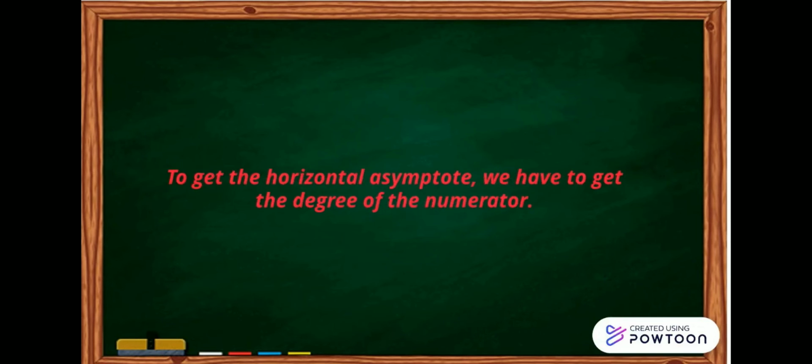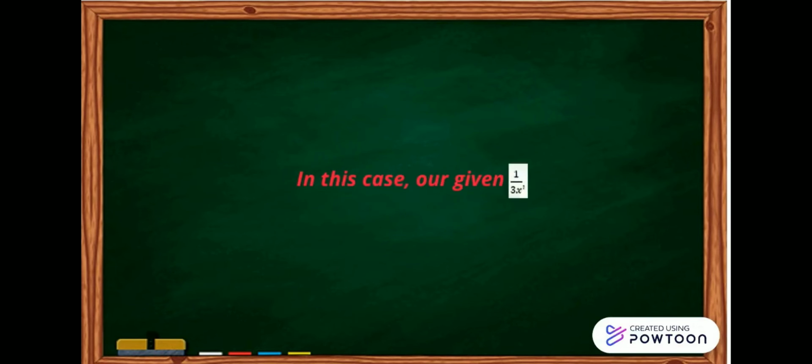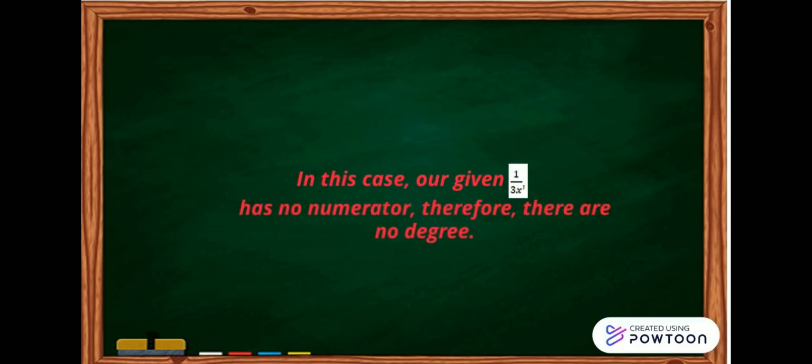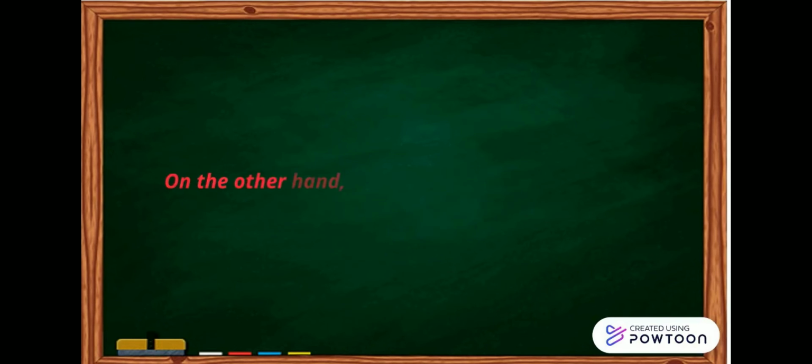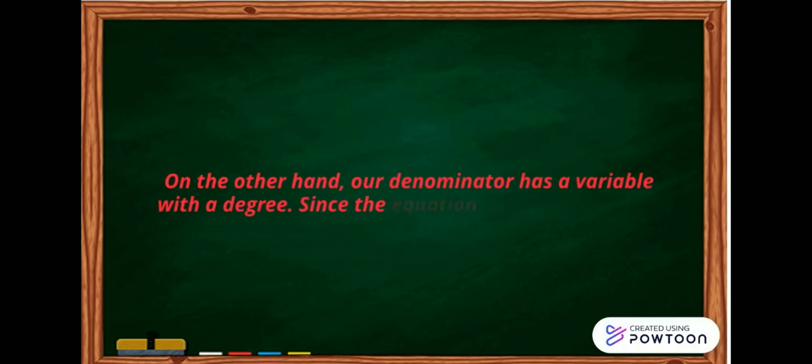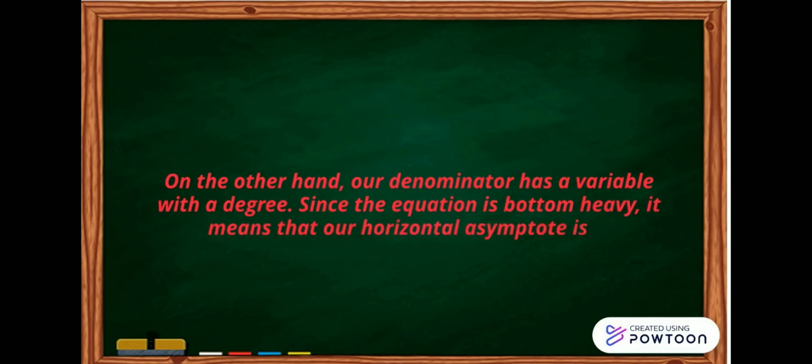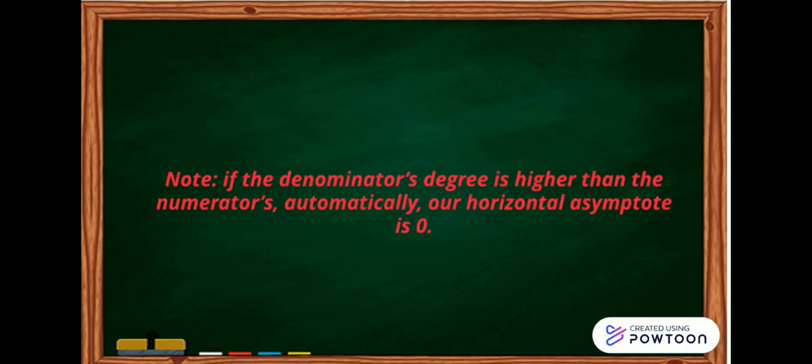Now let's move on to our horizontal asymptote. To get the horizontal asymptote, we have to get the degree of the numerator. In this case, our given 1 over 3x has no variable in the numerator. Therefore, there's no degree. On the other hand, our denominator has a variable with a degree. Since the equation is bottom-heavy, our horizontal asymptote is 0. If the denominator's degree is higher than the numerator's, automatically our horizontal asymptote is 0.